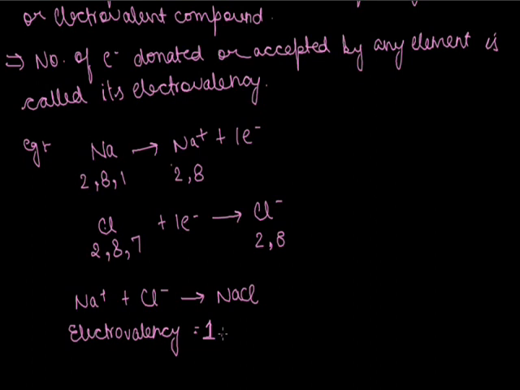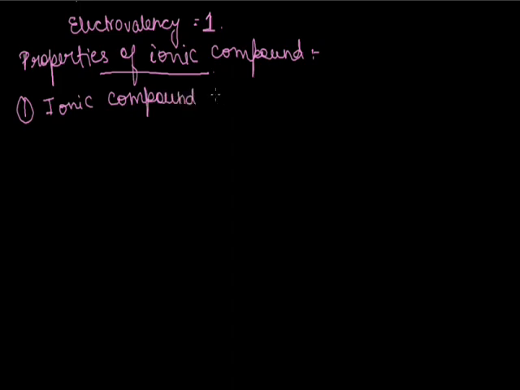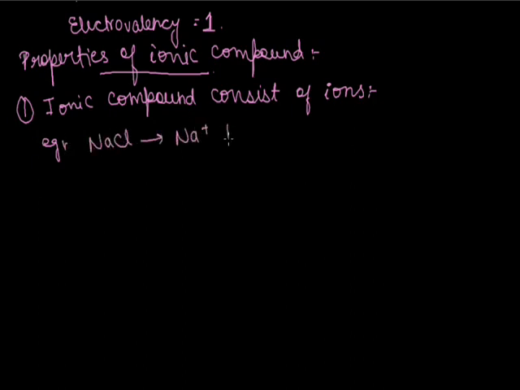Now, properties of ionic compounds. First, ionic compounds consist of ions. All ionic compounds consist of positively and negatively charged ions and not molecules. For example, sodium chloride consists of Na plus and Cl minus ions. MgCl2 consists of Mg 2 plus and Cl minus ions. So they consist of ions, not molecules.